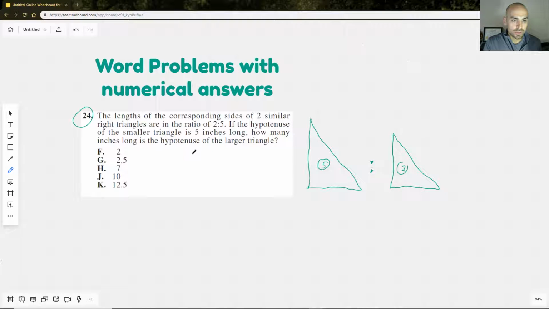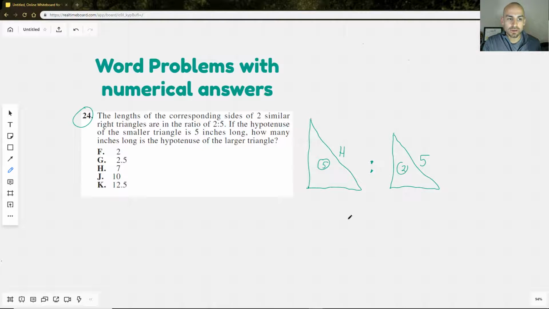If the hypotenuse of the smaller triangle is 5 inches long, so that tells us that this is our smaller. So this hypotenuse is 5. How many inches long is the hypotenuse of the larger triangle? So they're kind of like flip-flopping numbers because they're putting a 5 here on the smaller triangle, which is defined by a measure of 2, or our larger triangle with a measurement of 5, we actually don't know what the hypotenuse is. We're just going to mark that as, actually not even x, let's put h for hypotenuse because we don't know what that hypotenuse is.